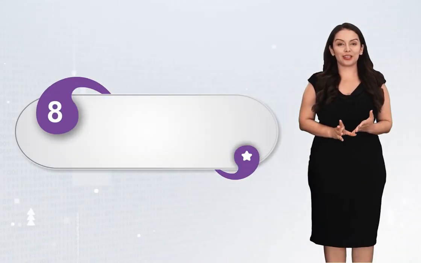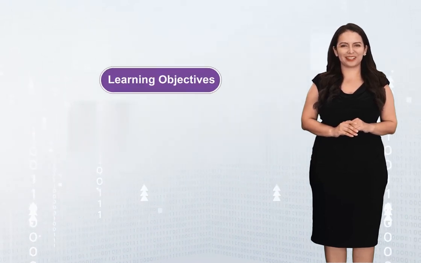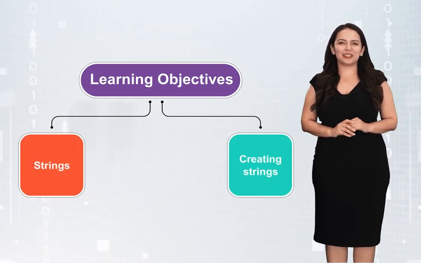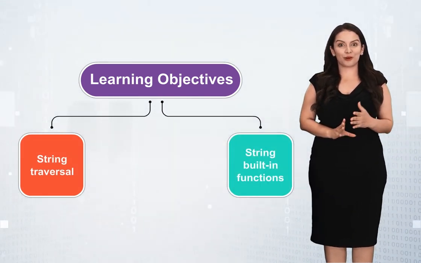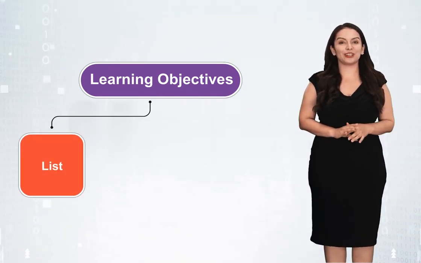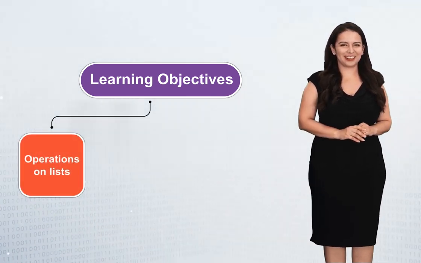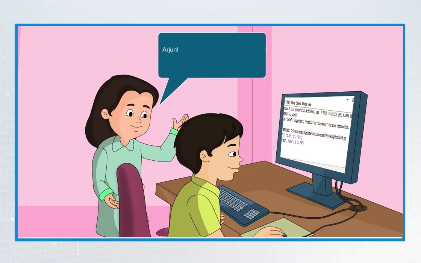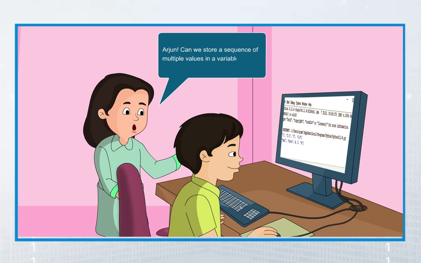Chapter 8: Strings and Lists in Python. Learning Objectives. Strings. Creating strings. String traversal. String built-in functions. List. Creating a list. Operations on lists. List built-in functions.